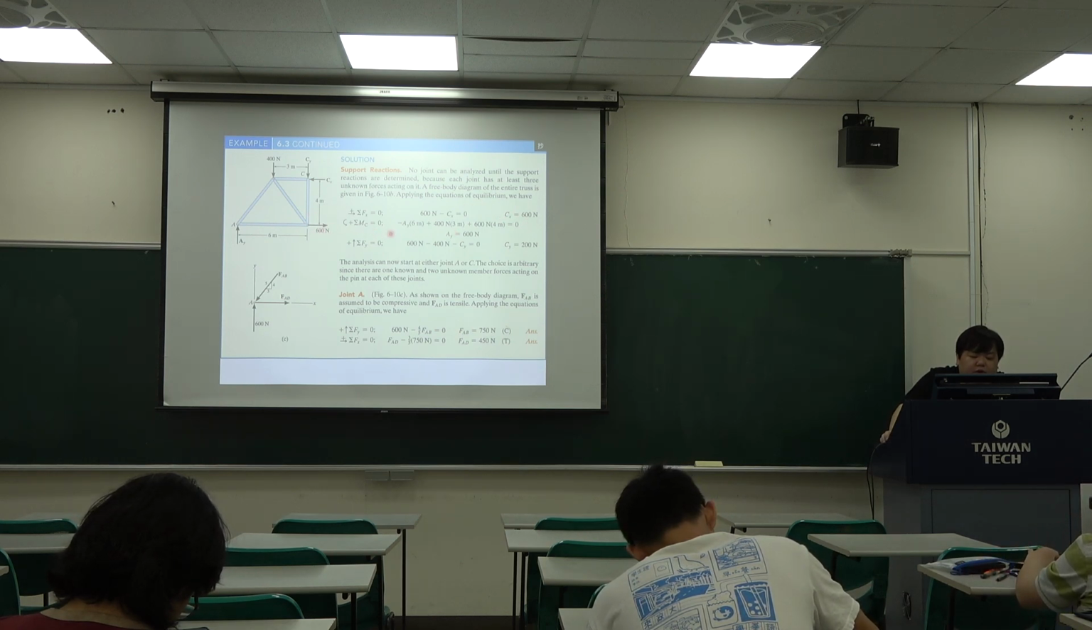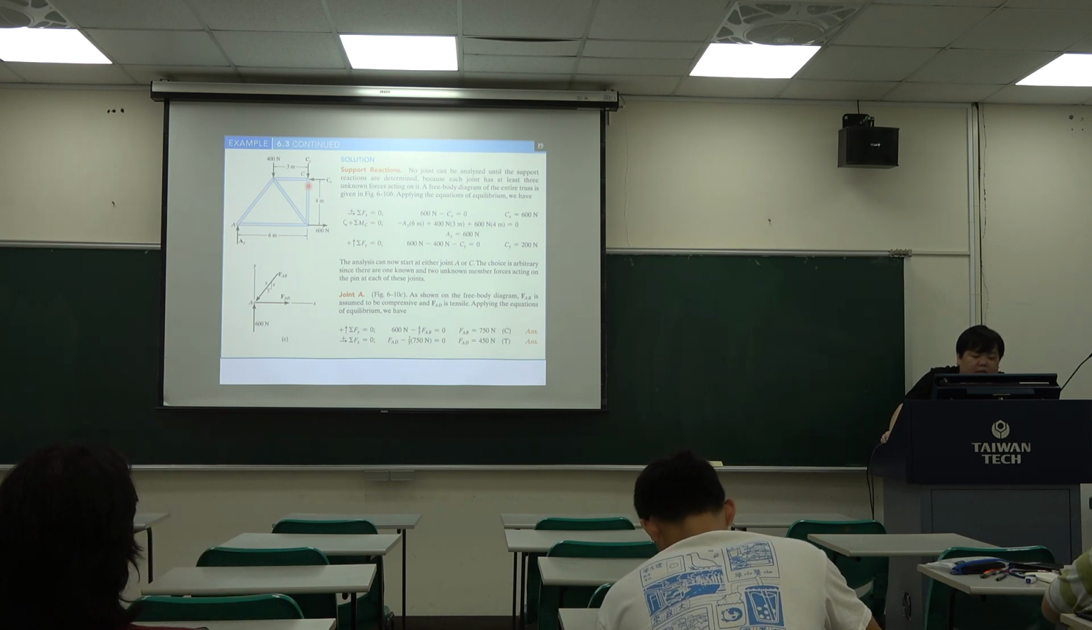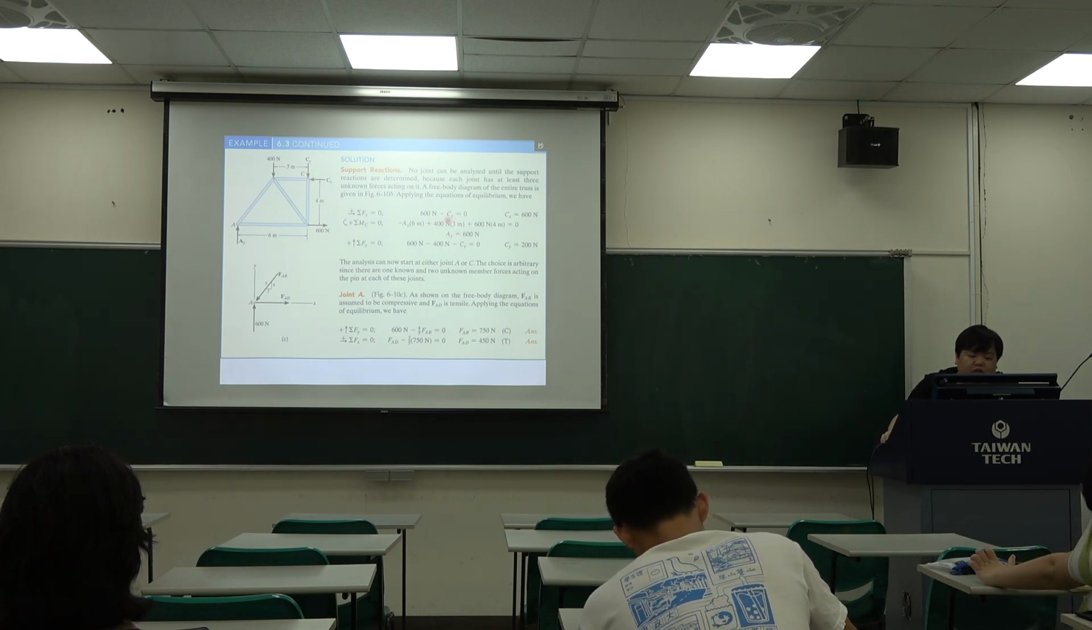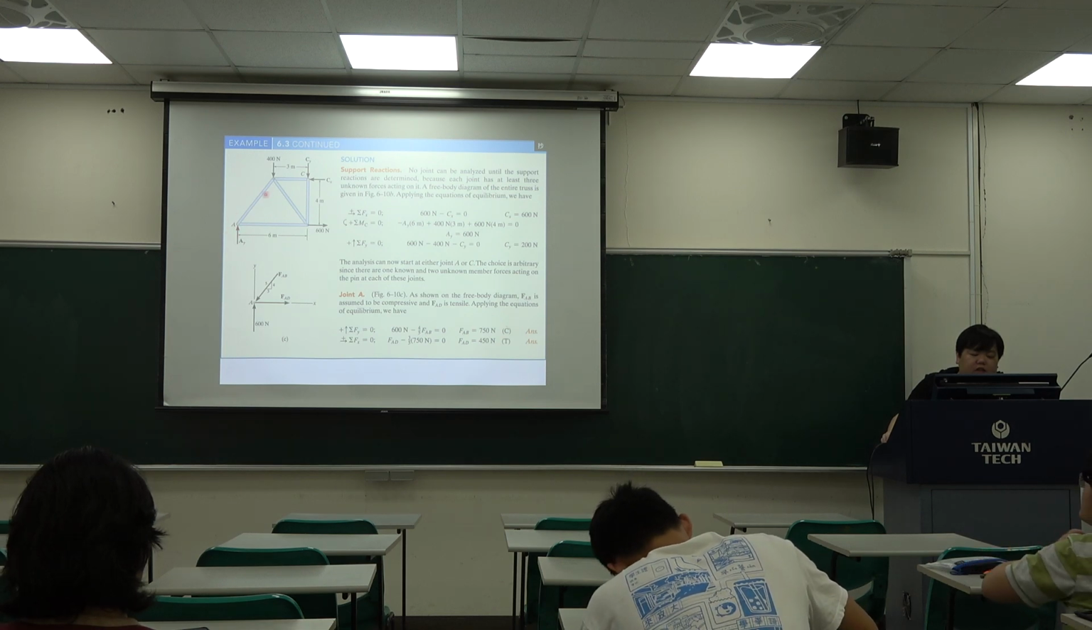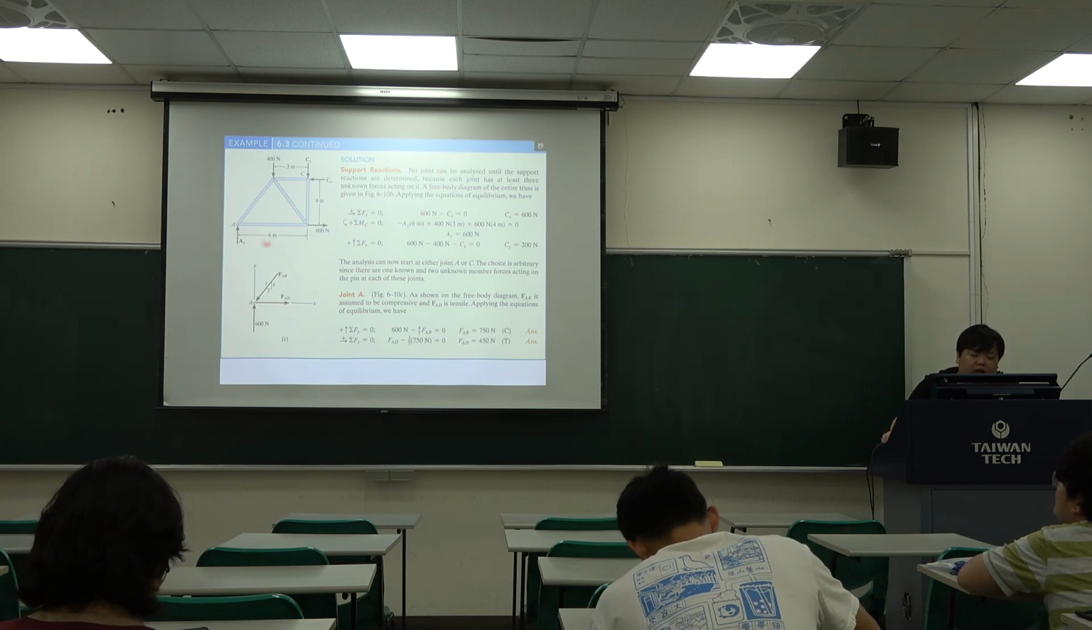Then we can put the moment point at point C. Then calculate the moment. Okay, this force gives this point a positive moment. So we use the force times the moment arm, and this force gives point C a negative moment according to the right hand rule, times the moment arm.